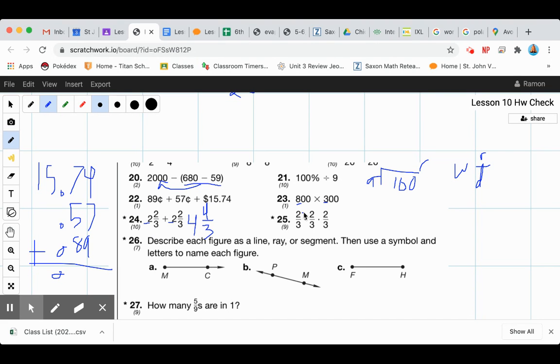For 25, we're just multiplying straight across. 2 times 2 times 2. And then for the denominator, we're also multiplying straight across, 3 times 3 times 3.